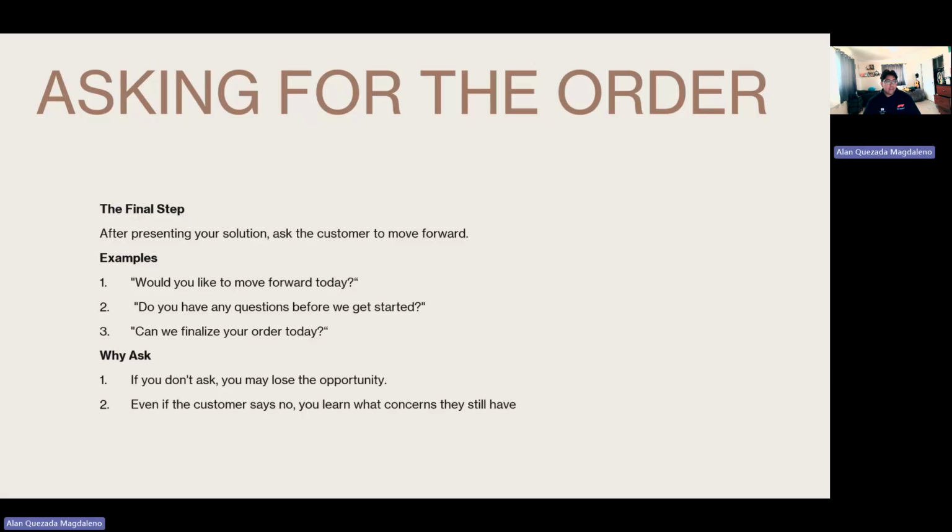And lastly, the final step in the sales process is asking for the order. Many people feel uncomfortable asking someone to make a decision right away, but the module explains that after you've shown the customer the value of your solution, you should confidently ask what they'd like to do next. For example, you could ask, "Would you like to move forward today? Do you have any questions before we get started?"